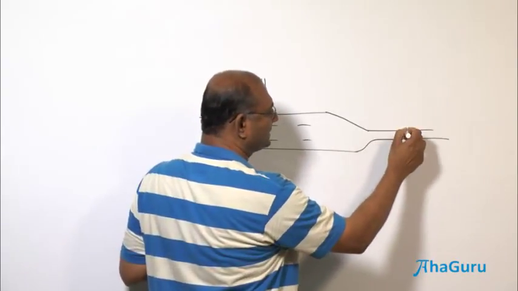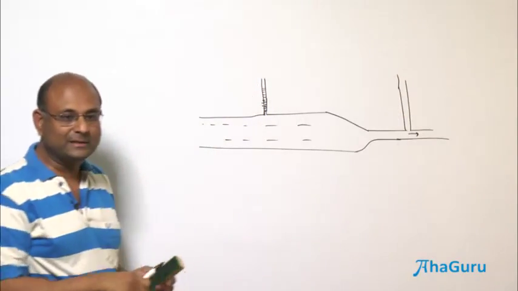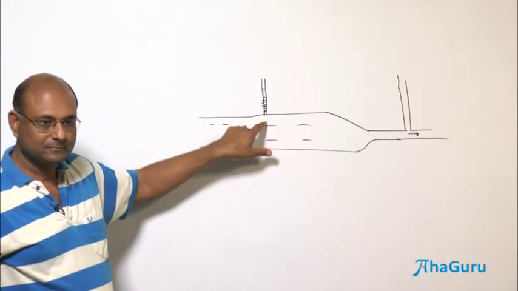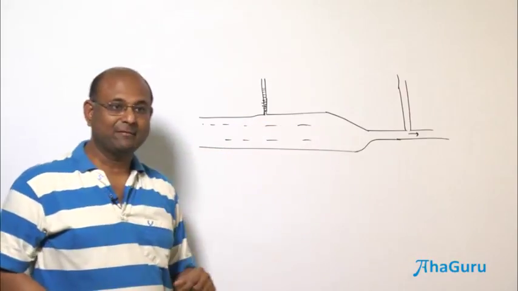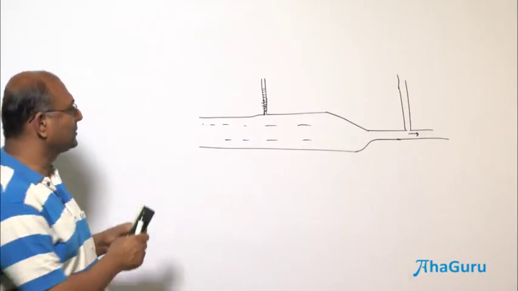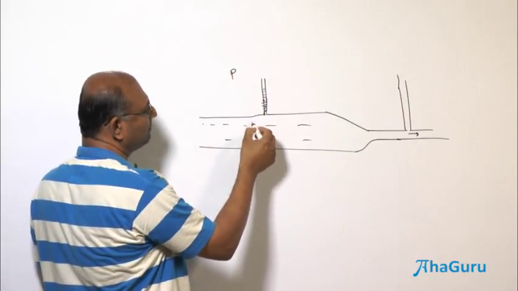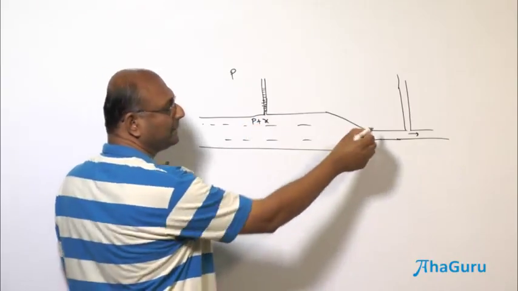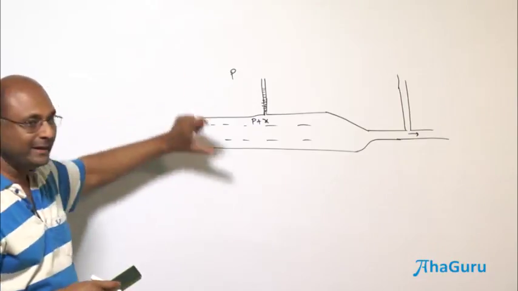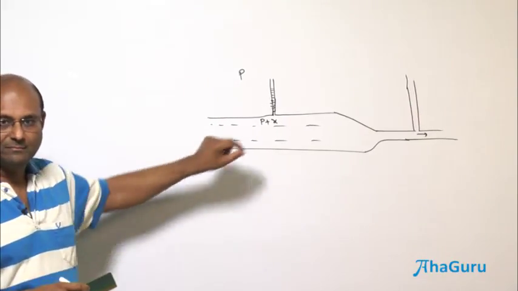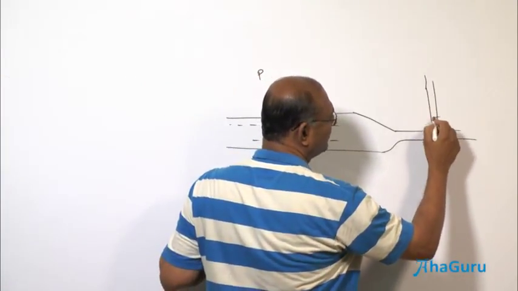So if I now connect a similar tube here, the pressure here is lower than the pressure there. Why? Because it has a higher velocity. So let us say that this pressure was P and this was P plus X. Now it will be P plus X minus something, which means the pressure difference will be X minus Y. So it will be less than that. So if this has some height, this will actually end up with a smaller height.